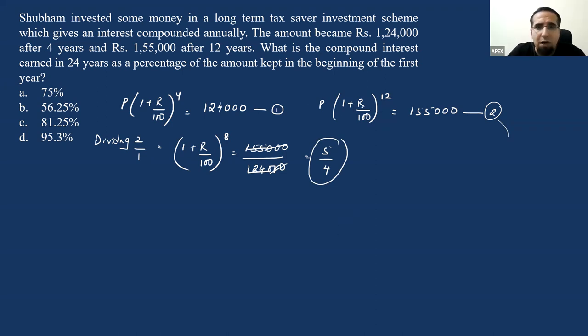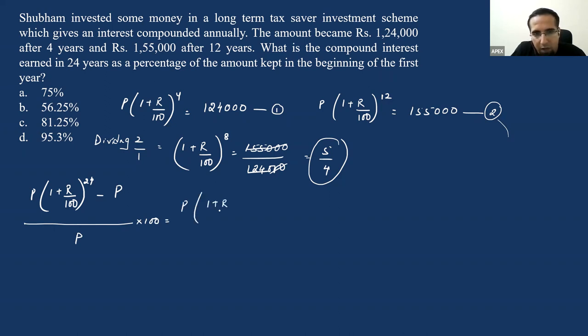Now, what is the compound interest earned in 24 years as a percentage of the amount kept in the beginning? So what is the question asking us? P into (1 plus R by 100) whole to the power 24 minus P, this is the compound interest earned, that is amount minus principal, as a percentage of the principal invested at the beginning. So if I take P common here, I get (1 plus R by 100) whole to the power 24 minus 1, divided by P into 1. So P and P get cancelled.